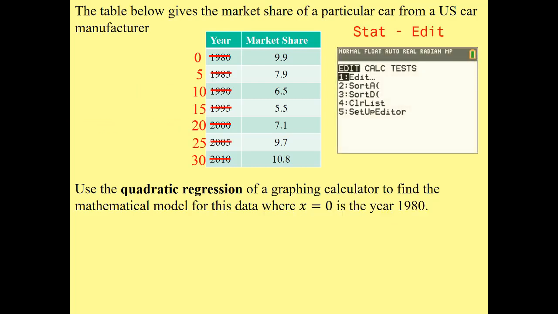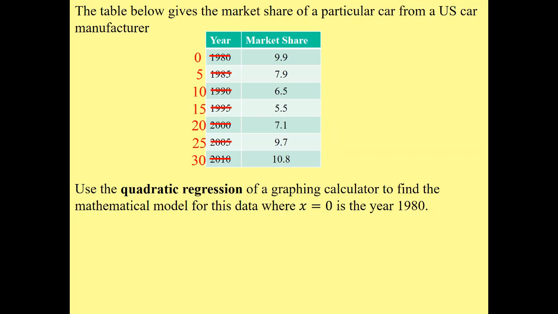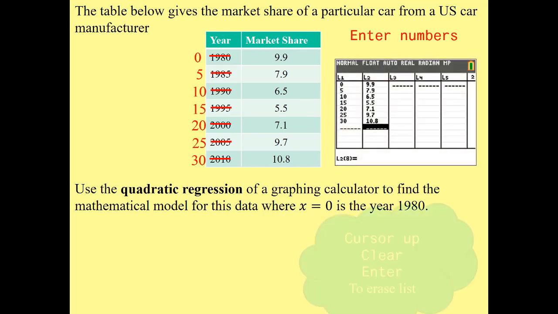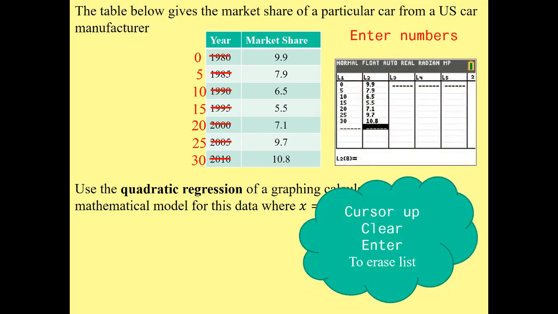Now we want to take out our TI-84, do stat edit. We'll type in the values exactly like they are in the table. Match them up like they are in the table. If you need to clear out what you already have in L1 and L2, you can cursor up until the L1 or L2 is highlighted. Press clear and then enter, and it'll erase the entire list.